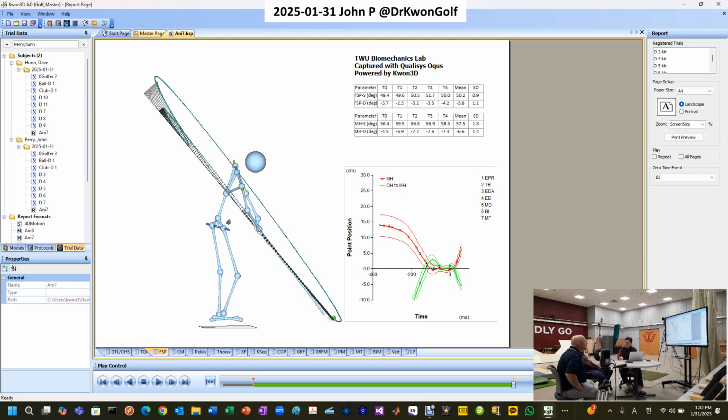Now this is the swing plane. In the down-the-line view, this straight line is the swing plane, calculated from the club head trajectory here. And this is a bit too steep. Your average slope is 50.2, but for your height it should be about 47 degrees.